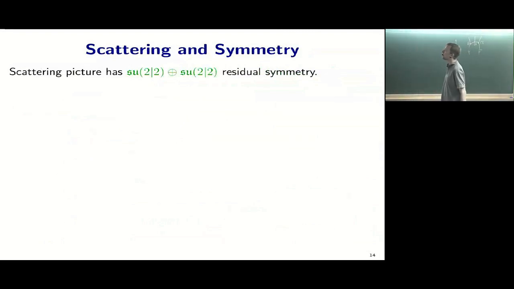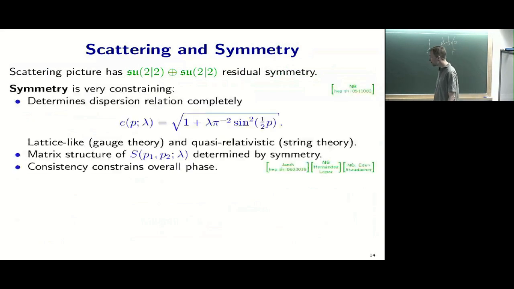Now the scattering picture that you get has a certain type of residual symmetry, which you get from the original model, and this is 2 copies of this algebra SU(2|2). And this symmetry turns out to be very constraining. In fact, it even determines the dispersion relation completely. You get this funny function which involves a square root and a sine. And in that sense, if you analyze where you could get this function from, on the one hand, it's a bit like a lattice-like function because it depends on the sine of the momentum.